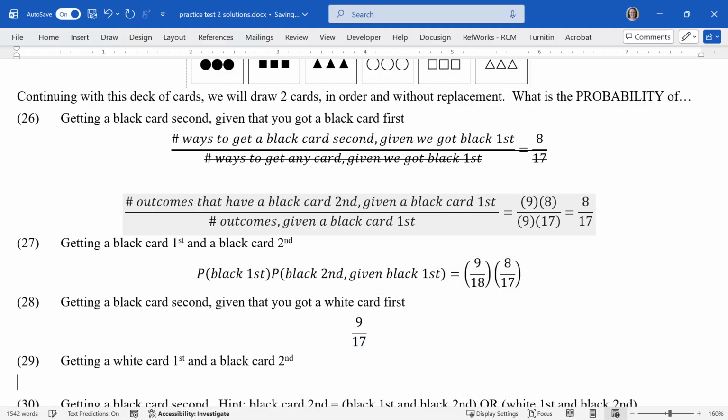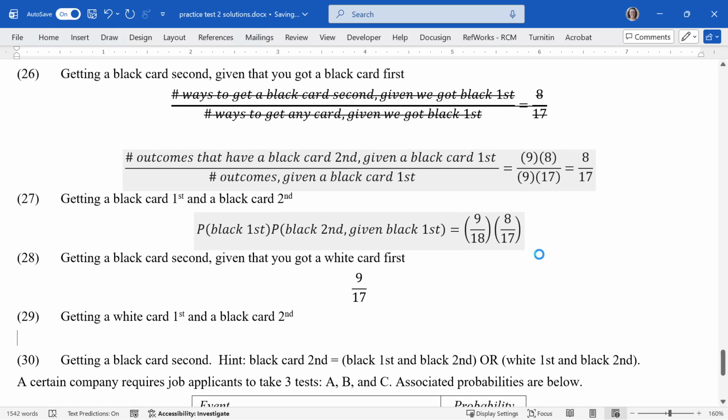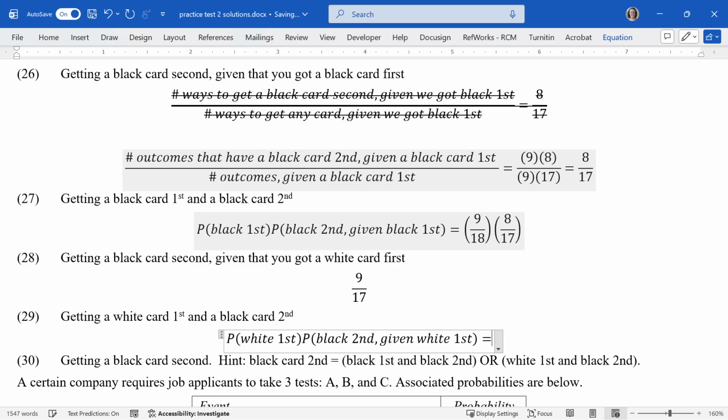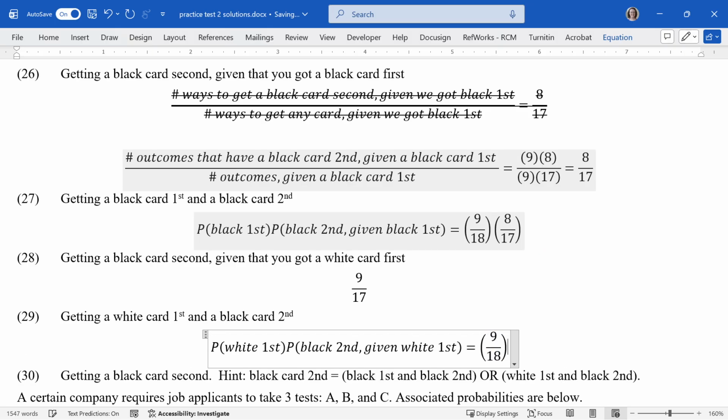Now, probability of getting a white card first and a black card second is going to be probability of getting white first times probability of getting black second given white first. So probability of getting white first is 9 out of 18, or 1/2. Probability of getting black second, given that you got white first, is 9 out of 17.